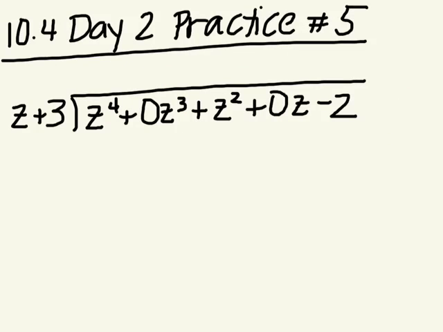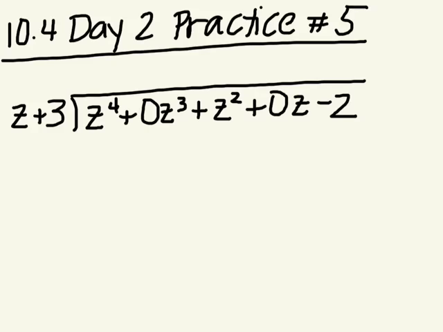This is number 5 from the day 2 practice. The first thing I did: both of our polynomials were in order on this one, but we were missing a lot of terms in the polynomial we were dividing. We just had z to the 4th, z squared, and -2.